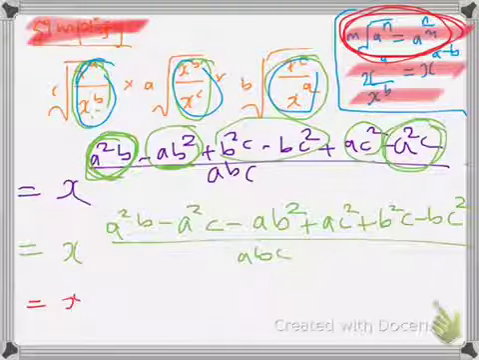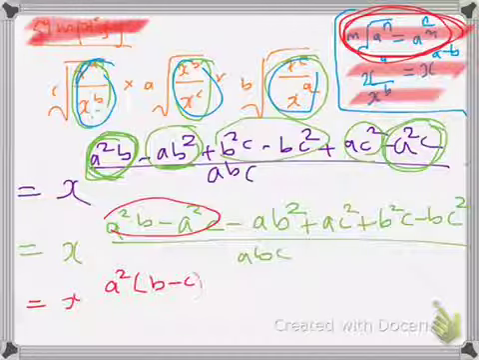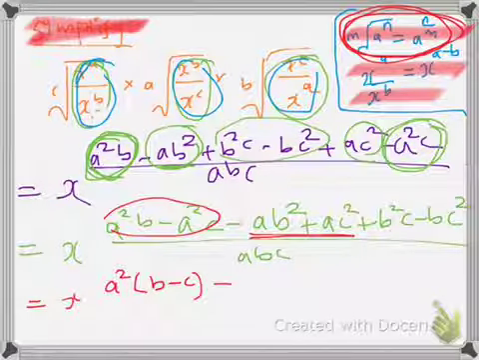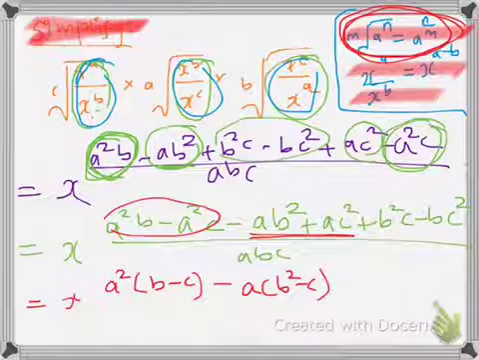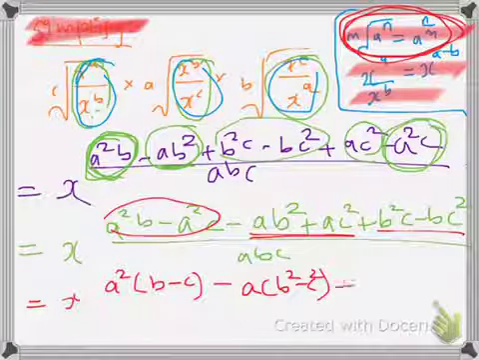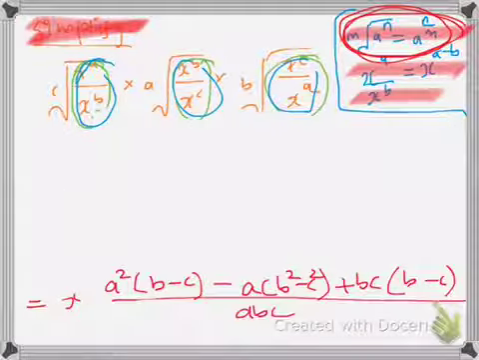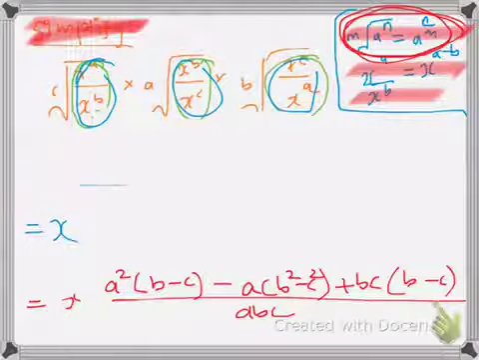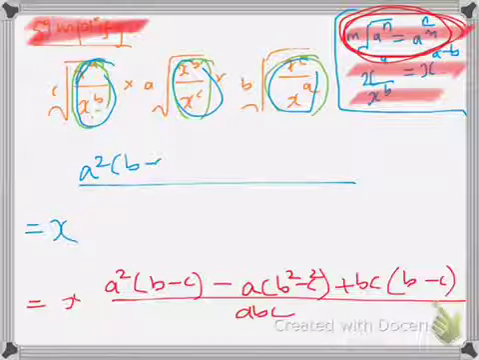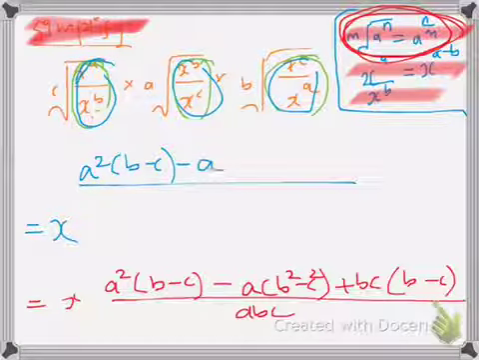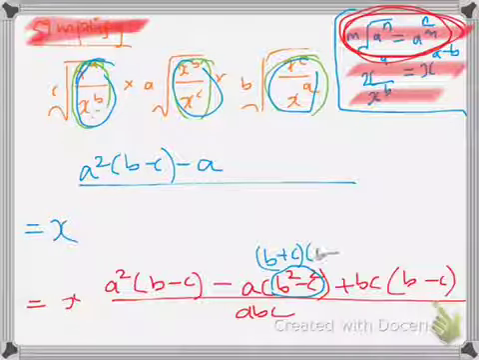Now from these two terms we can take a squared common. On doing so we get a squared times b minus c. From these two terms we can take a common and b squared minus c squared, and from these two terms we can take bc common and we get b minus c. On further simplification, I'll write the first term a squared times b minus c as it is, and the second term I'll just split into b plus c and b minus c.